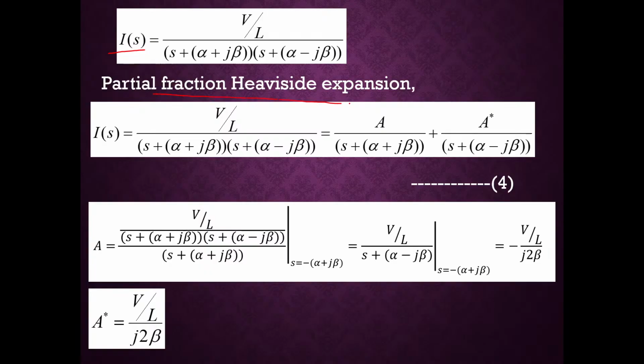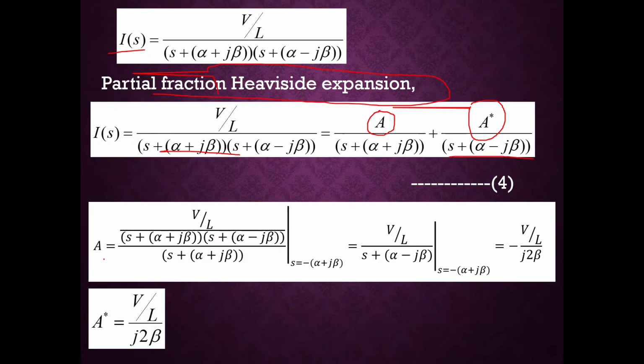So now by the partial fraction Heaviside expansion method, we have to determine the complex conjugate values. That's why here I am not going to write A and B. I have considered here A and A conjugate. So A divided by S plus alpha plus j beta I have written, and A conjugate divided by S plus alpha minus j beta I have written.